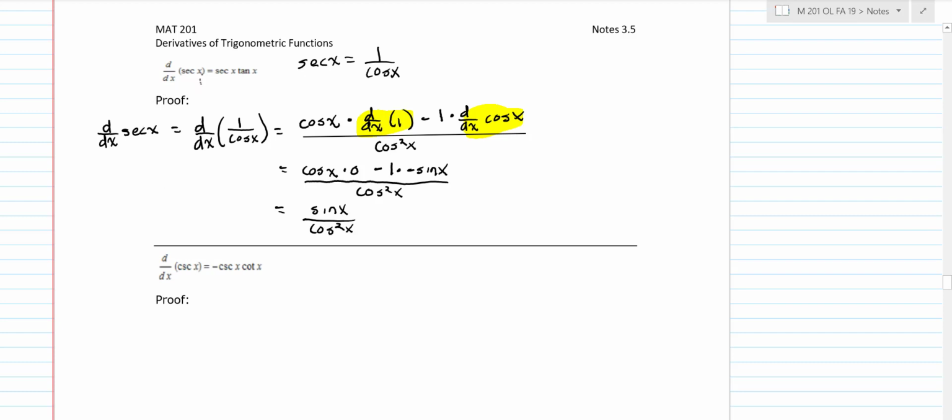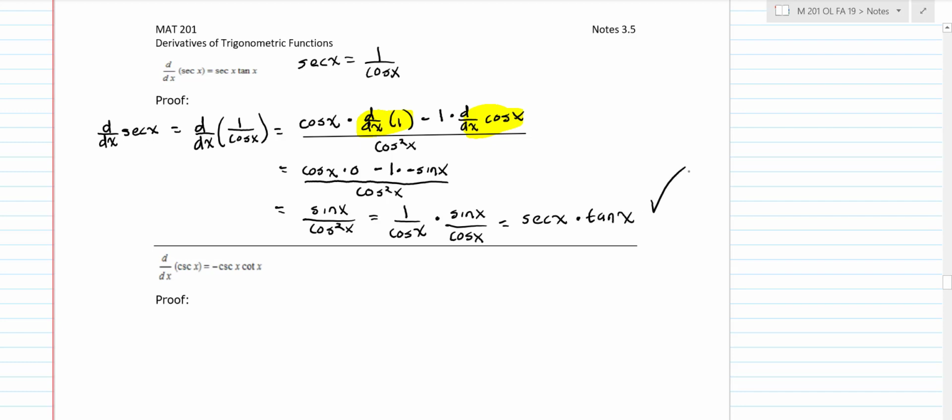Okay, we're trying to prove this is secant tangent. Do you see a tangent in here? I do. Let's write this as 1 over cosine x times sine x over cosine x. Okay, so we got that. What is 1 over cosine? 1 over cosine is the secant. And then what is sine over cosine? That is the tangent of x. Isn't that cool? All right, so that's it.